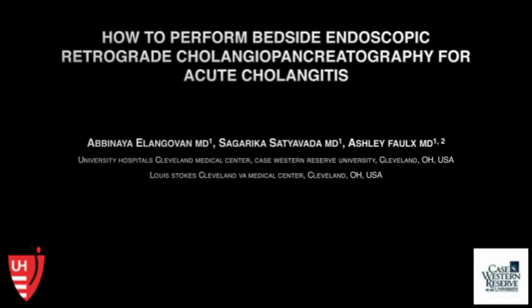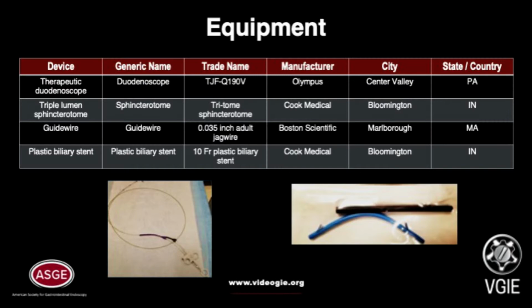How to perform bedside endoscopic retrograde cholangiopancreatography for acute cholangitis. A therapeutic duodenoscope, triple lumen sphincterotome, guide wire, and a plastic biliary stent are required for the procedure.